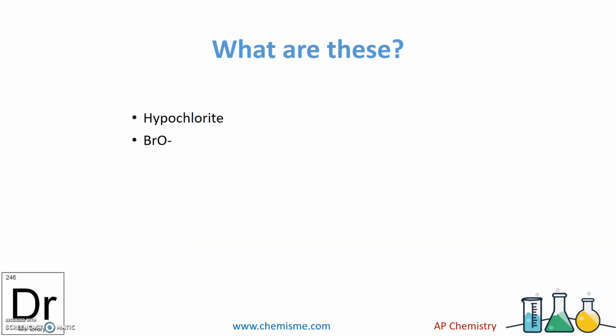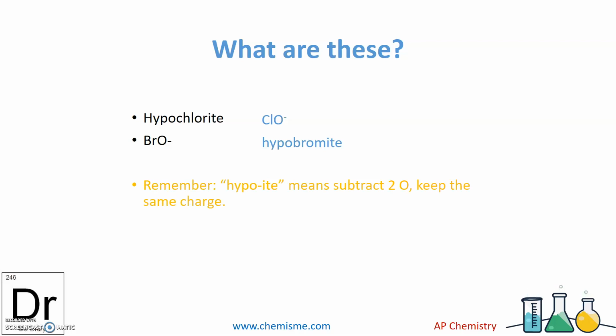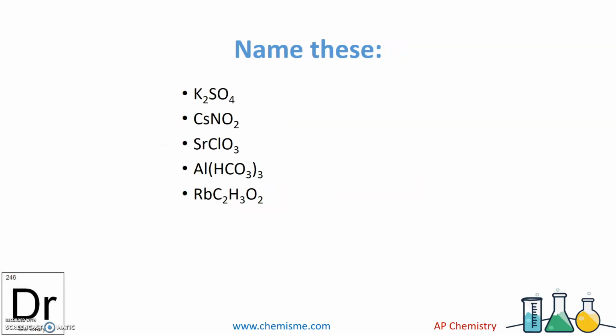And then what are these? Hypochlorite means it has the least amount of O's but still has an O. So ClO minus, and BrO minus would be named similarly as hypobromite. So remember, hypo means you subtract 2 O's as the least amount of O's of the group, but still has at least one.